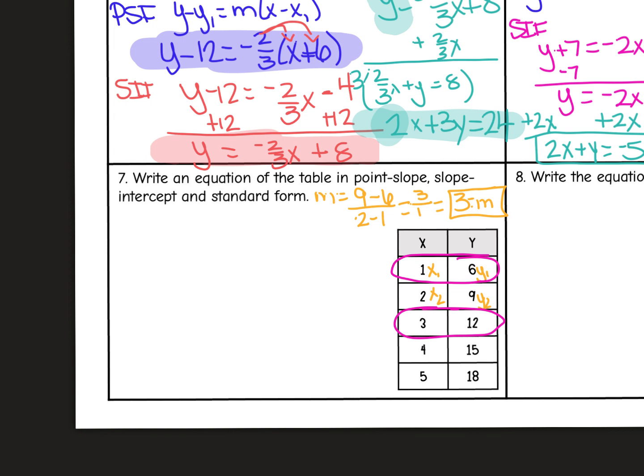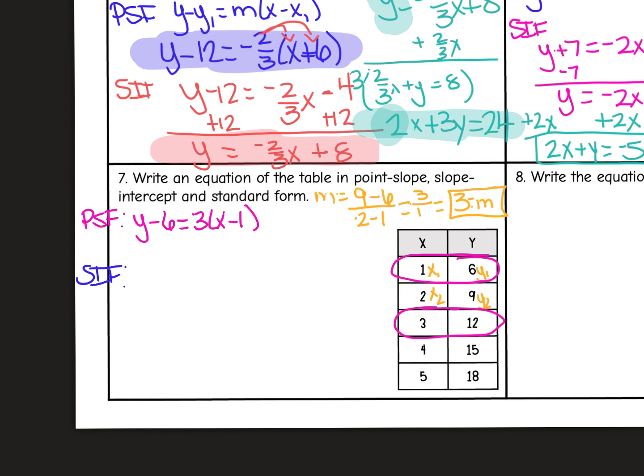So remember, my point slope form is y minus y1 equals m times x minus x1. So I have y minus, I'm still going to use my y1, which is 6, equals my m, which I found is 3, x minus x1. Okay. And there is my point slope form.